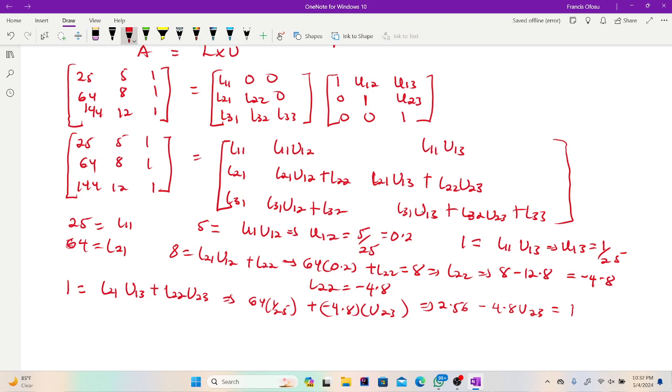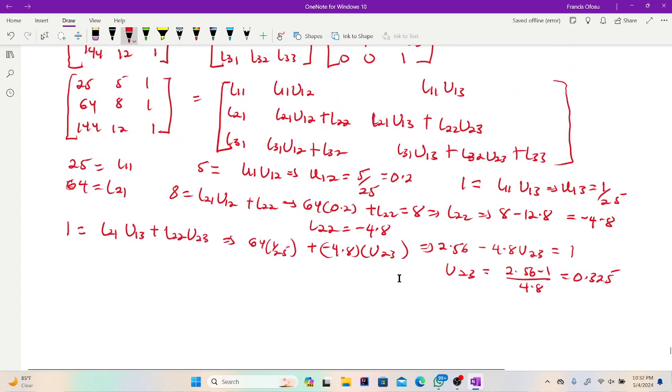So with this, I'm simply going to get my U23 to be equal to 2.56 minus 1 all over 4.8. And what is the answer? I'm having 1.56 over 4.8. And that is giving me 0.325. So at this point, I'm still on it. I'm coming to my last row. So 144 will be equal to L31.